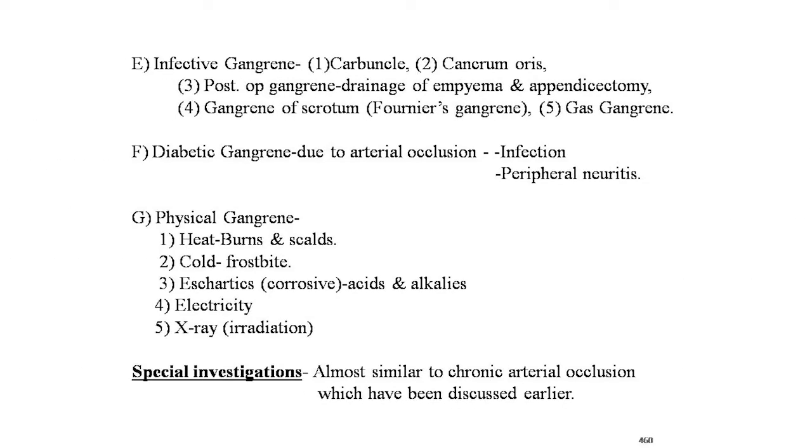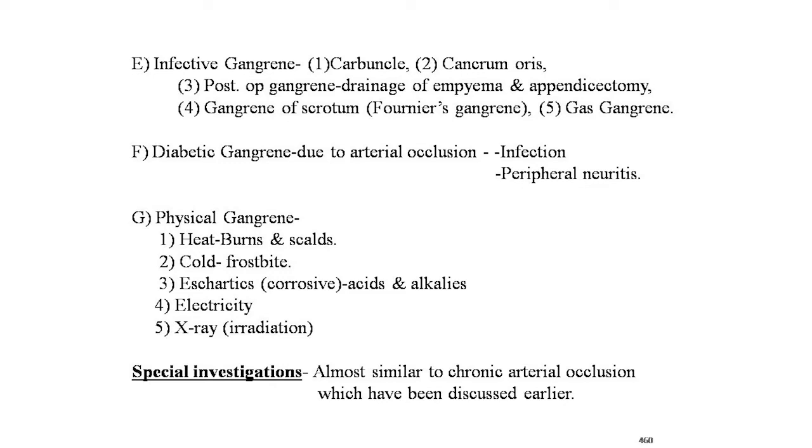Next cause is infective gangrene, that is carbuncle, cancrum oris, post-operative gangrene, drainage of empyema and appendicectomy, gangrene of the scrotum, Fournier's gangrene, and gas gangrene. And the next cause of gangrene is diabetic gangrene due to arterial occlusion, infection and peripheral neuritis. Next cause is physical gangrene: heat, burn and cold gangrene due to frostbite, irritants, that is corrosive acid or alkalis, electricity burn, X-ray irradiation.